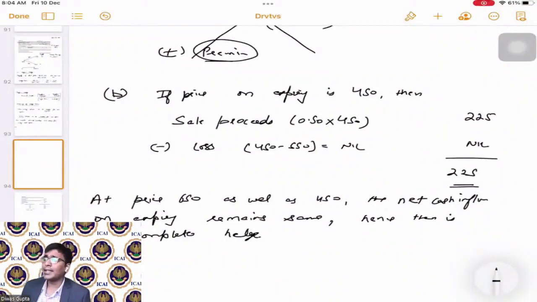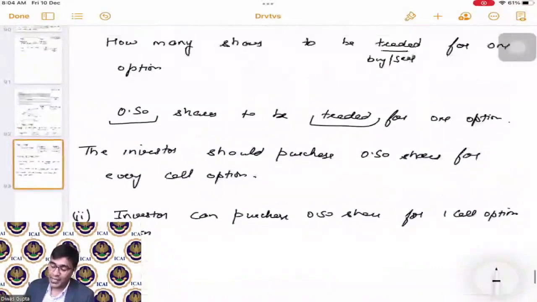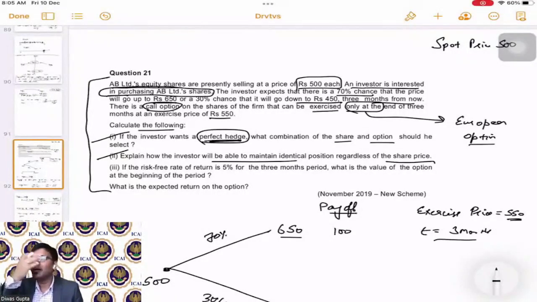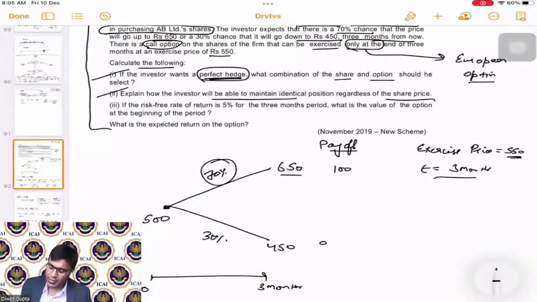Now, Naveen is asking, sir, but writing an option has an unlimited risk. That's right, Naveen. Will this work as a hedge? Very good. Definitely writing an option is a riskier situation because it has an unlimited loss. But given the facts of the question, because the binomial model has some limitation. What is the limitation? It assumes that either the price will be 650 with a 70% chance, or the price will be 450 with a 30% chance. There is no other option available.